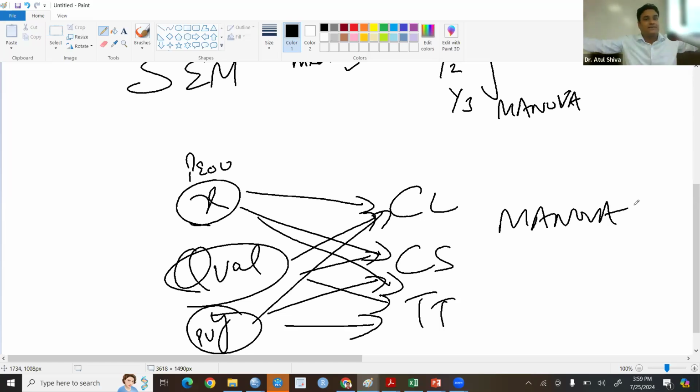But loyalty, satisfaction and trust are not related to each other. My independent variables are leading to the three dependent variables, but three independent variables are independent of each other.